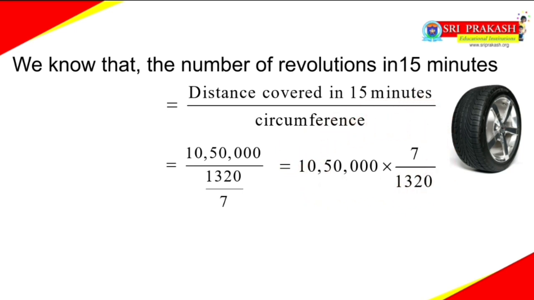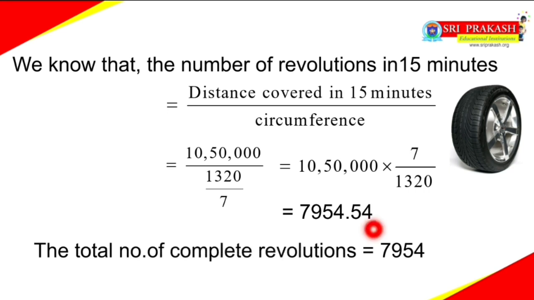After simplifying, we get 7,954.54. Therefore, the total number of complete revolutions is equal to 7,954.